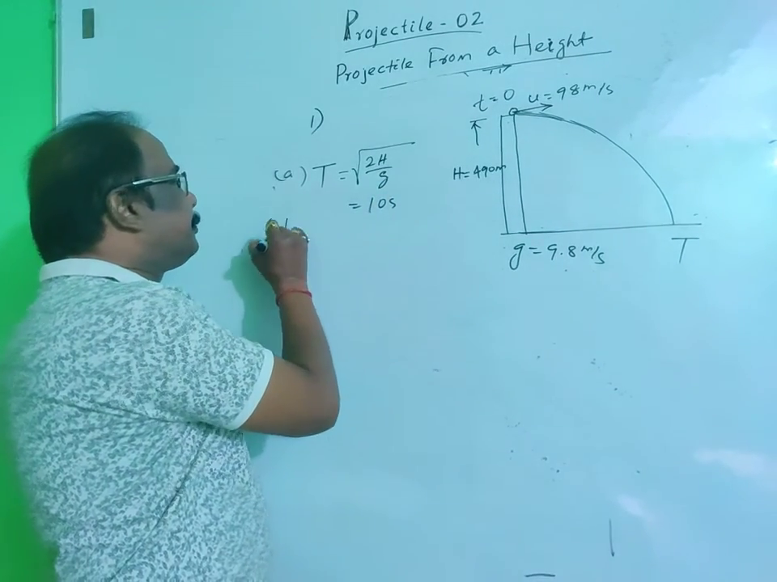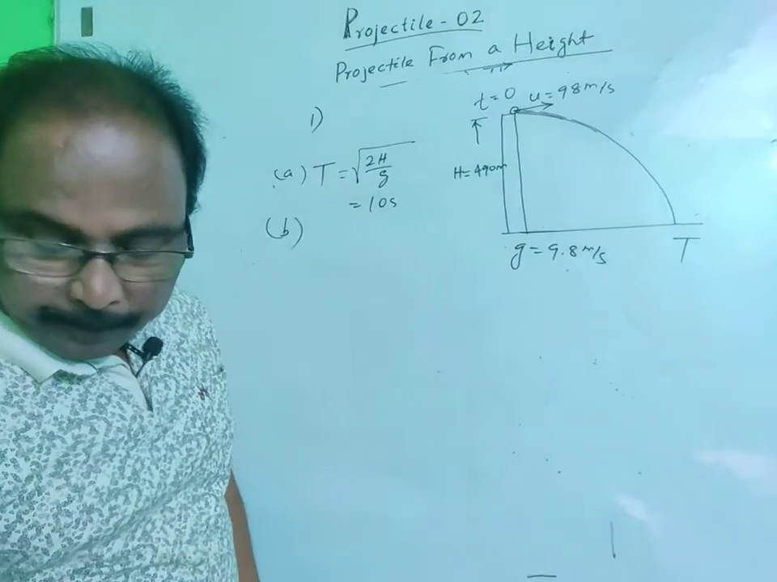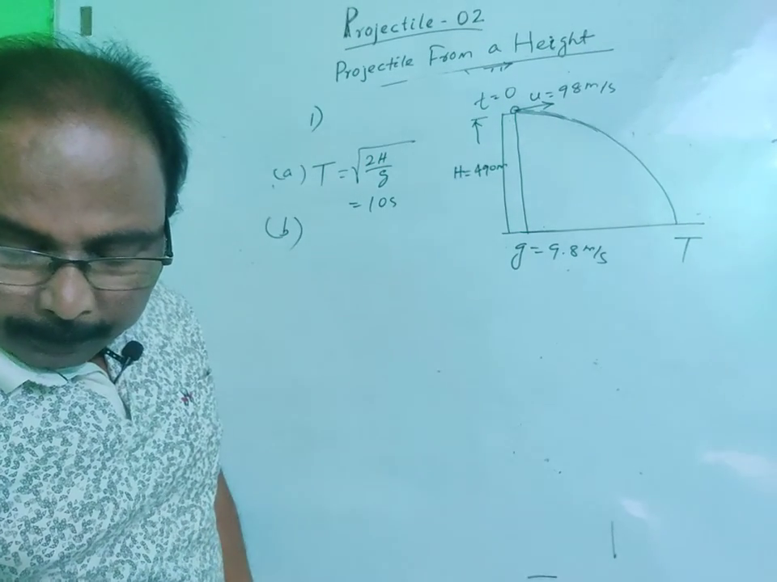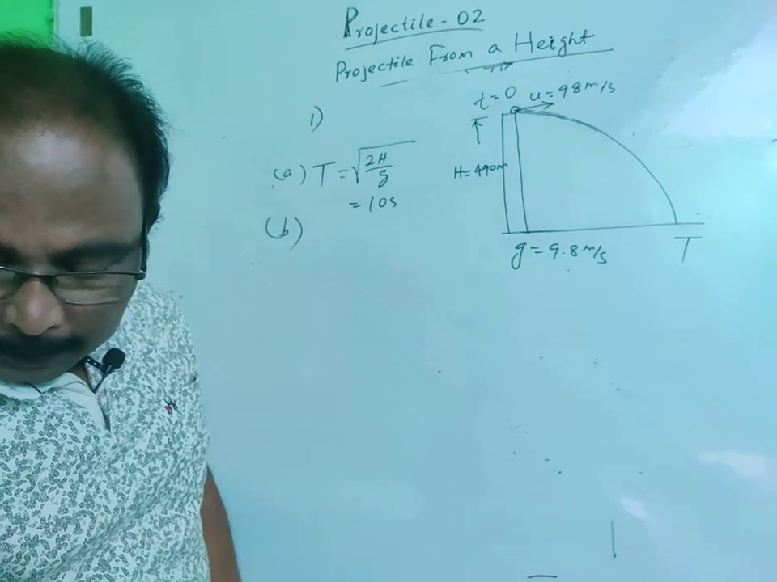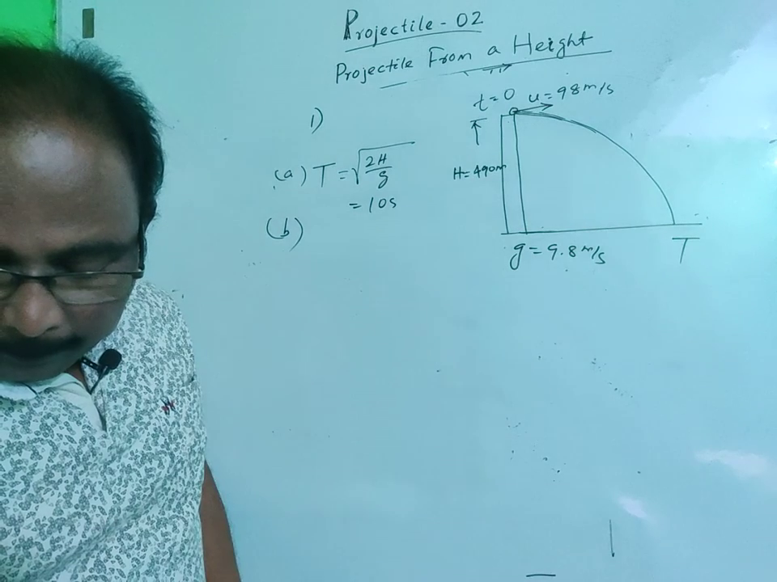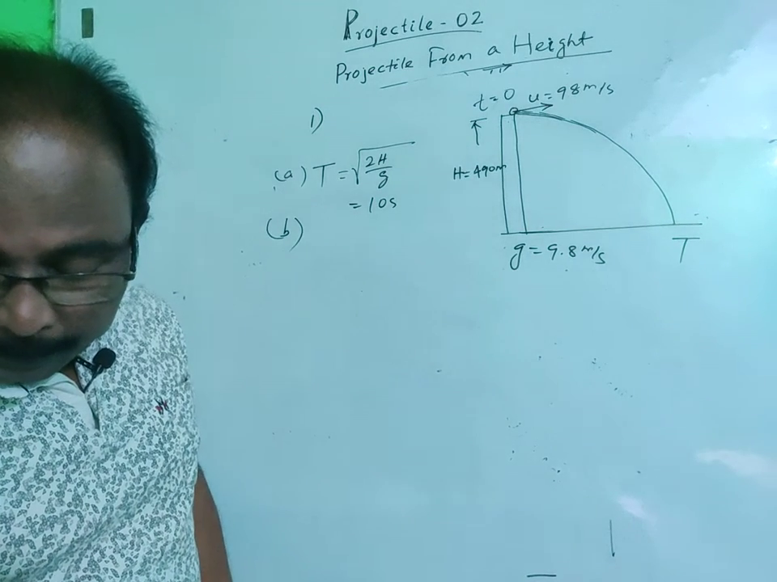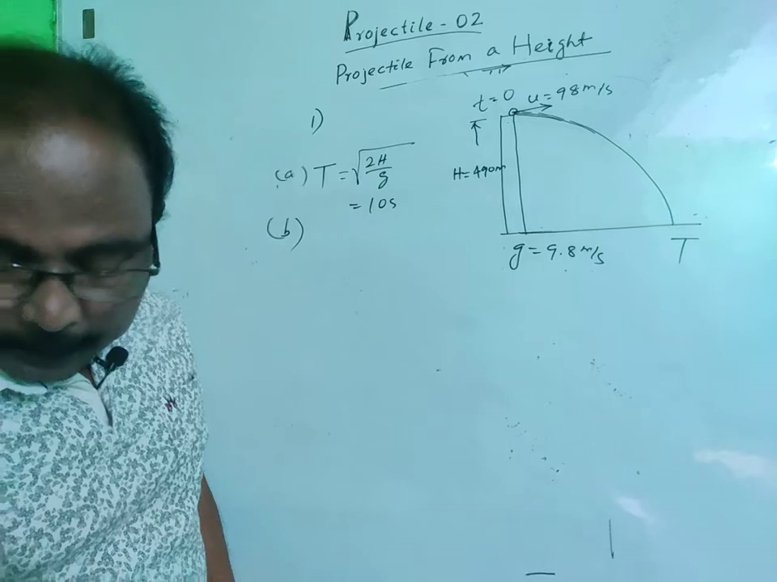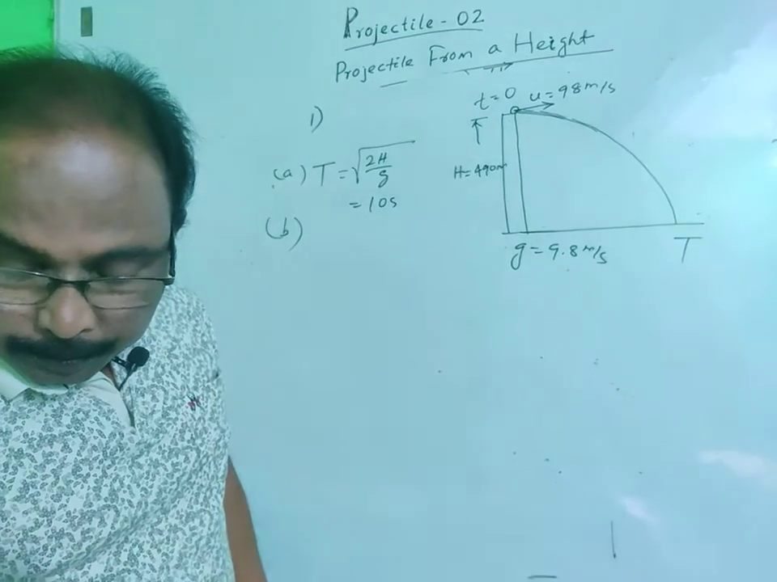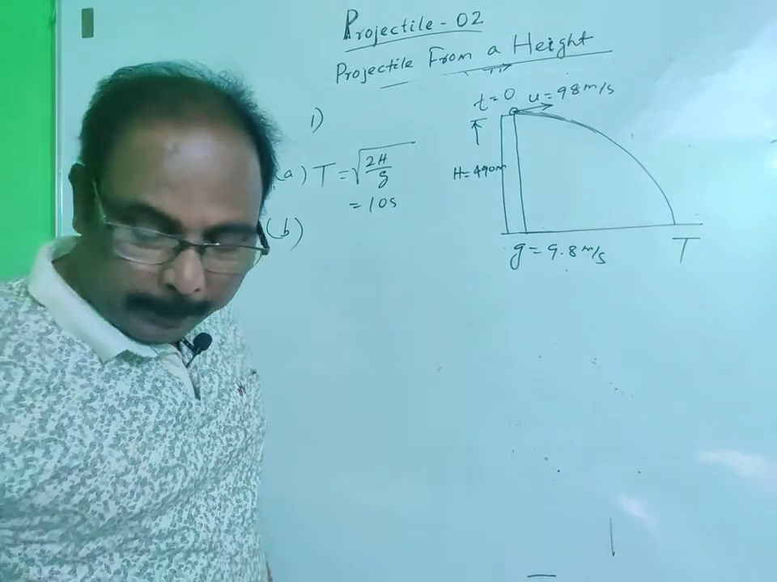Then part B. It is asked the distance of the point where the projectile hits the ground.